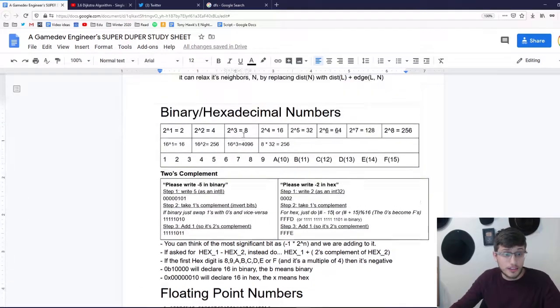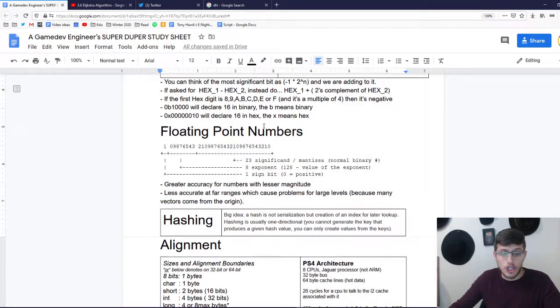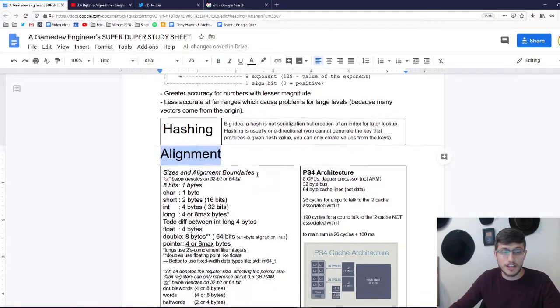And that concludes the binary, hexadecimal numbers, floating point numbers, and hashing segment of the guide. Join us next for conversations on alignment.